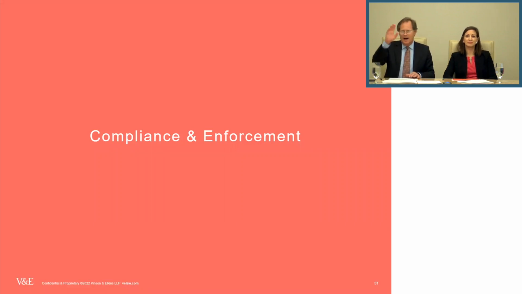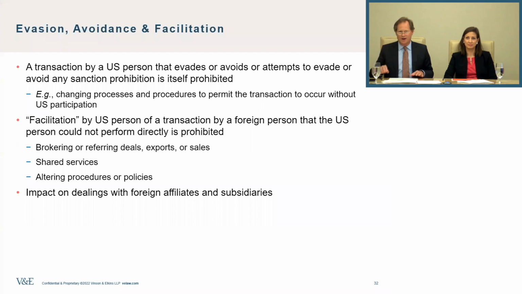But the first topic on compliance and enforcement we wanted to talk about a little bit is, I don't want to say it's unique, but it's a big factor in economic sanctions issues and law. And that is that most of the executive orders, and practically all of the regulations you see from OFAC coming out, have an evasion and avoidance and facilitation component to them. And by that, it means that a transaction by a U.S. person that evades or avoids or tries to evade or avoid the sanction prohibition is itself prohibited.